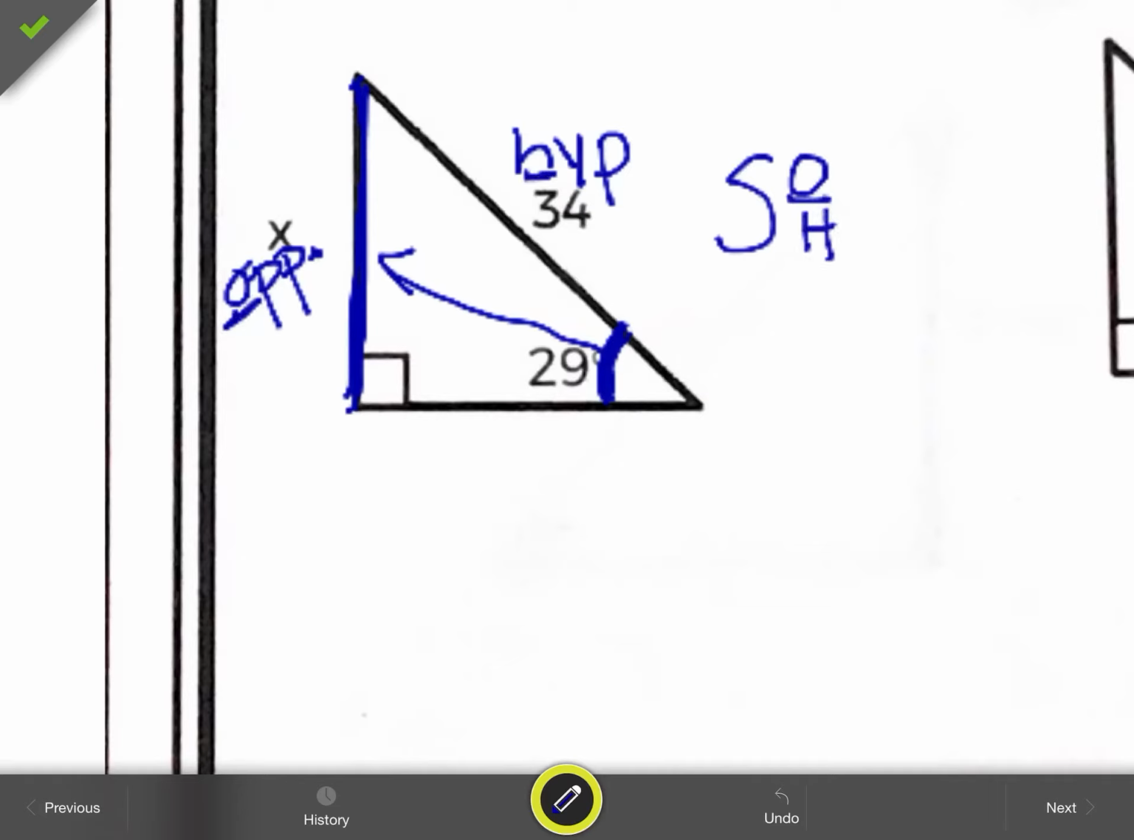There's your O, there's your H. So now we got to set up an equation. We're not just going to write a fraction like we did in the other one. So step 4 says set up and solve your equation. So what trig function did we say this is? Sine.